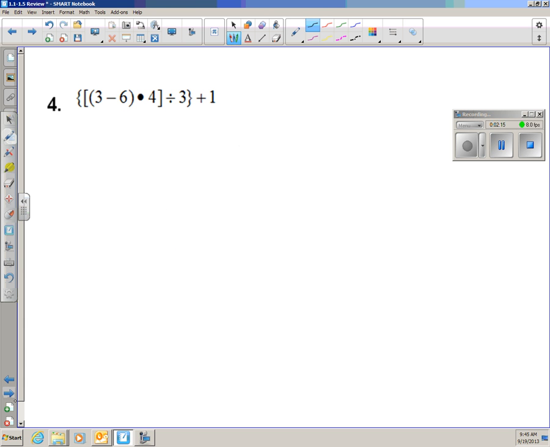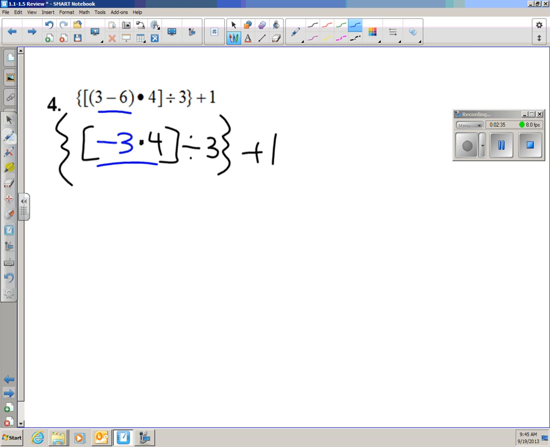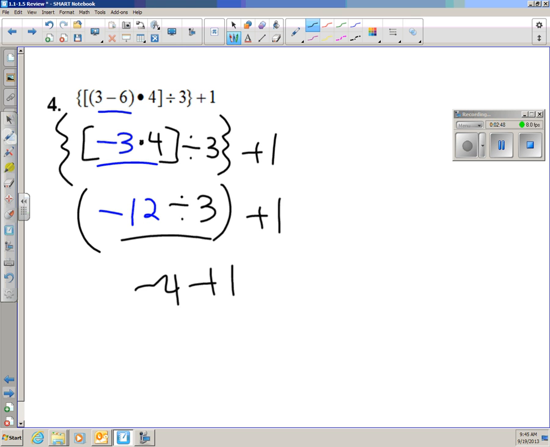Number 4, I've got a couple of grouping symbols, so I work with my innermost symbol. That becomes 3 minus 6, which is -3. Understanding that that's still a part of this grouping symbol, this grouping symbol, plus 1. Now I've got my -3 times 4, which is -12. That still happens to be in a grouping symbol. I'm not going to use braces anymore. It doesn't really make a difference. -12 divided by 3, -4, plus 1, -3.